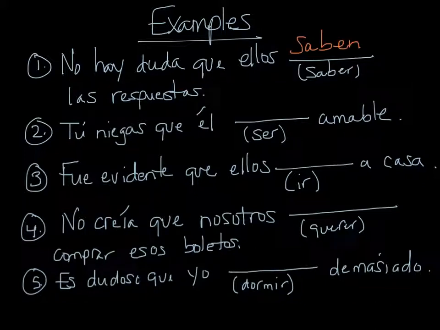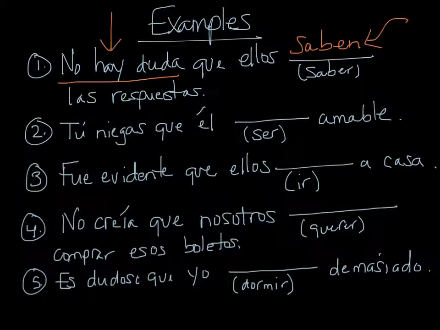Okay, let's take a look at these. The first one. No hay duda que ellos saben las respuestas. Let's go through the 4 essential questions. Do I have a subjunctive setup? No, I do not. There is no doubt. So, because there is no doubt, we stop. We use the indicative. This is in the present tense, so I want to stay in the present tense.